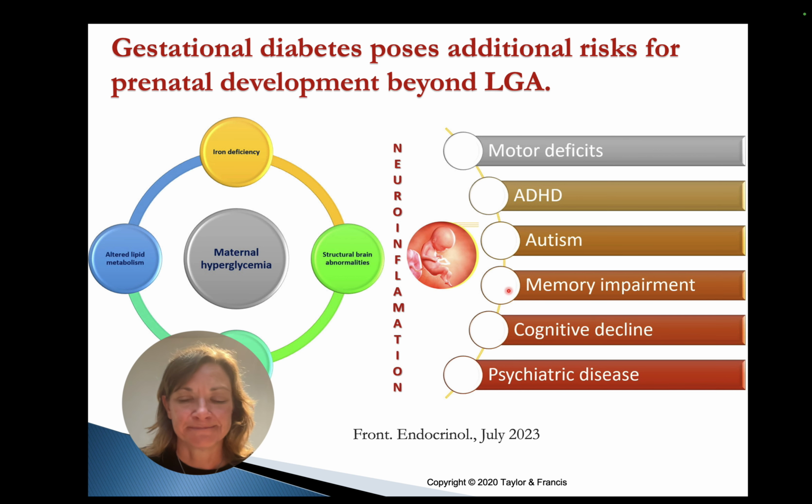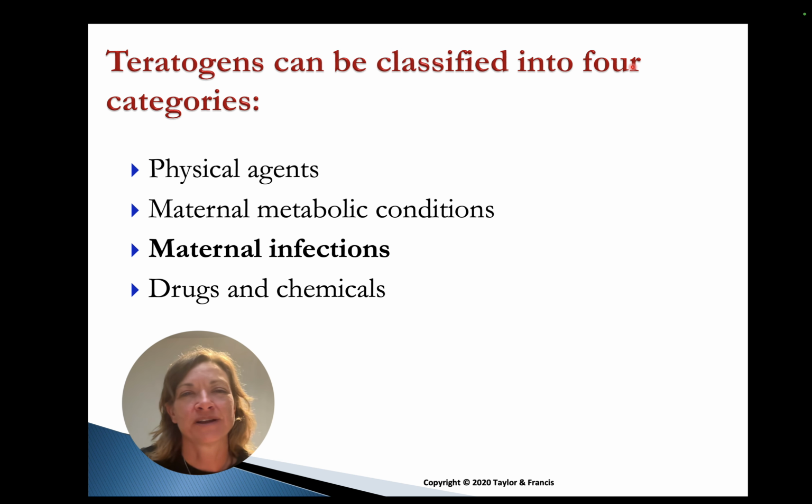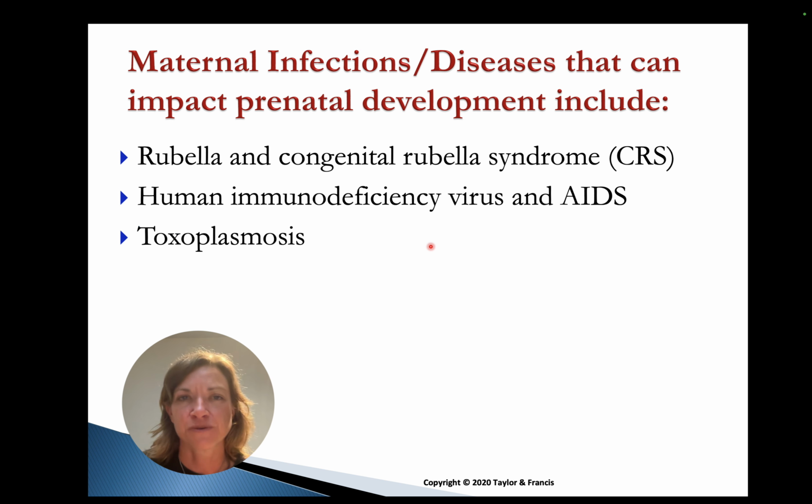So the third category of teratogens that I want to talk about are maternal infections. There are many maternal infections that can disrupt development, but we'll talk about three of the most common: rubella and the associated congenital rubella syndrome, HIV and AIDS, and toxoplasmosis. The first two, rubella and HIV, are viral infections. The third, toxoplasmosis, is a parasitic infection.